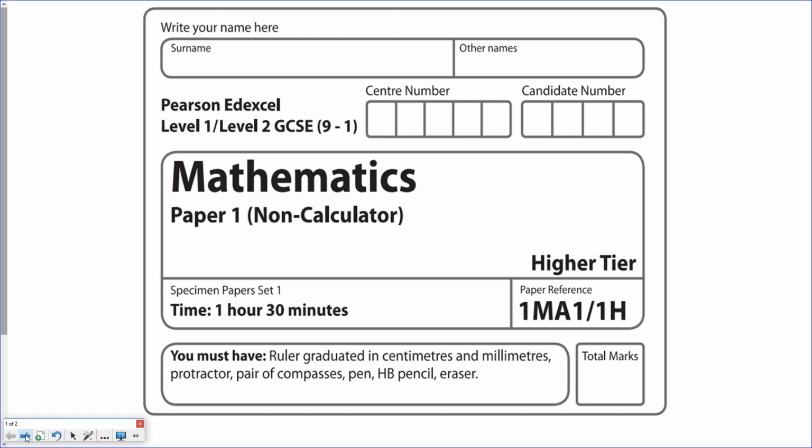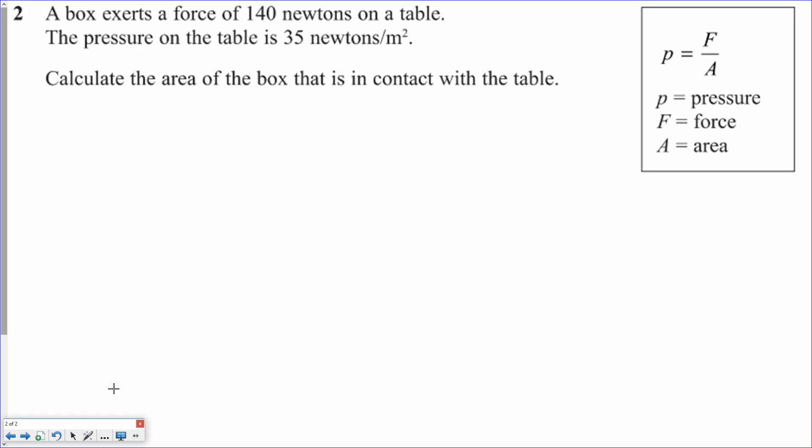Edexcel Specimen paper set 1. This is question 2. A box exerts a force of 140 newtons on a table. The pressure on the table is 35 newtons per meter squared. Calculate the area of the box that is in contact with the table. They've given you the formula here.